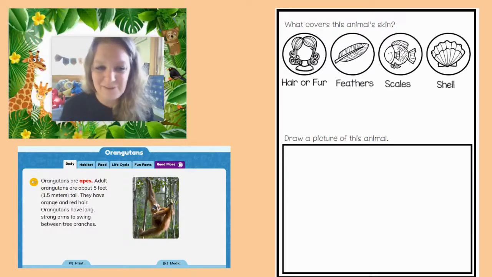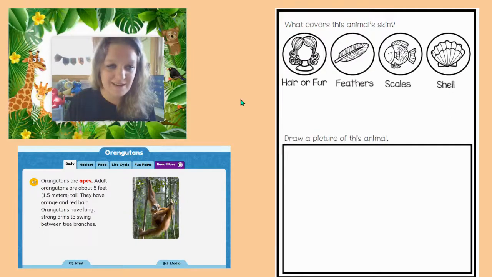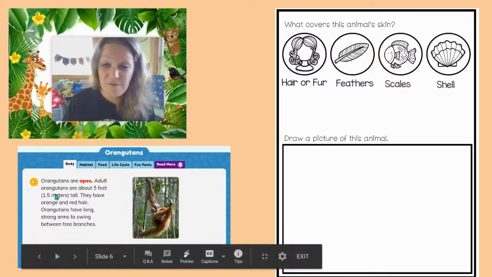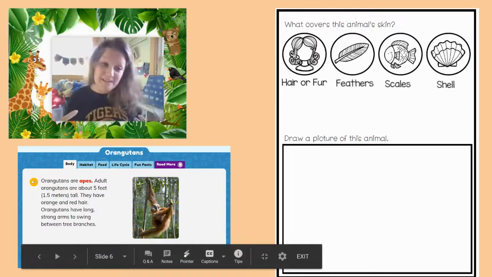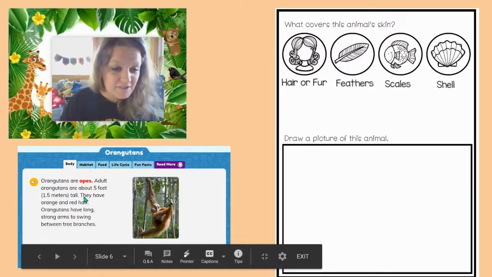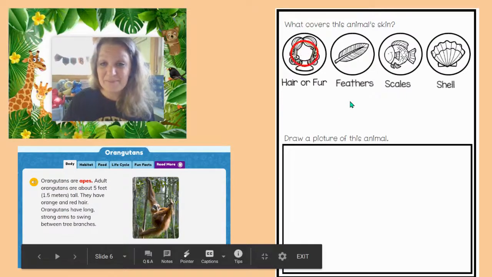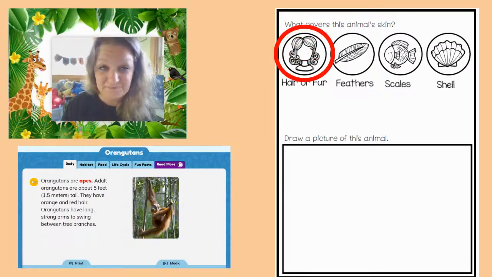What covers this animal's skin? We have hair or fur, feathers, scales, or shells. If I want to know what covers the animal's skin, I'm going to go back to the body, because that was what's telling us all about their body. Here it says they have orange and red hair. And if I look closely at this picture, I can see that it has that fur or hair. So I'm going to circle fur or hair.